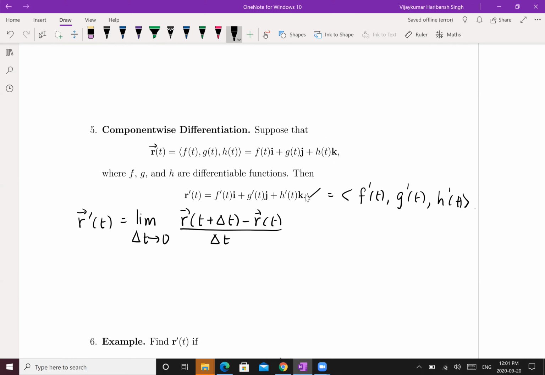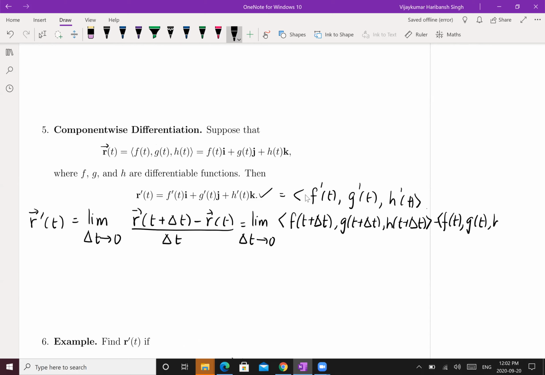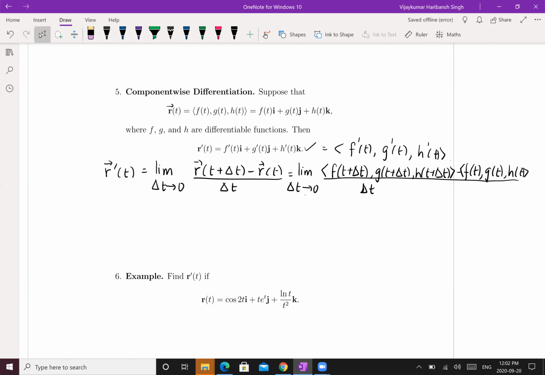This is going to be the limit as delta t goes to 0 of the vector f of t plus delta t, g of t plus delta t, h of t plus delta t, minus the vector f of t, g of t, h of t, the whole divided by delta t. Now I'll subtract the components. The subtraction of vectors is done component wise.